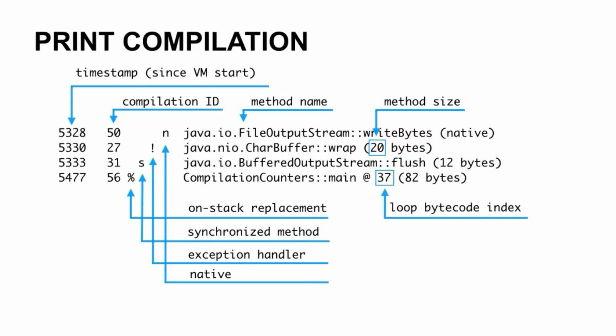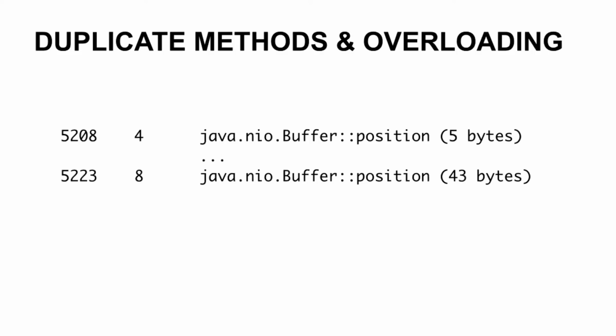There are a couple surprising things when it comes to reading this print compilation output. First, you may have noticed that methods don't have signatures in the output. So you can have two methods with different signatures, which are hard to tell apart in the print compilation output. As you can see here, I have two methods, java.nio.Buffer.position, but they have different sizes. So these are actually two different methods with two different signatures. The one that's 5 bytes is actually a wrapper around the one that is 43 bytes. But nonetheless, it can make the output a little bit confusing.